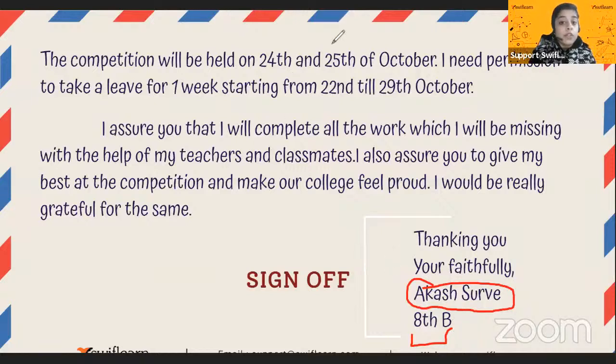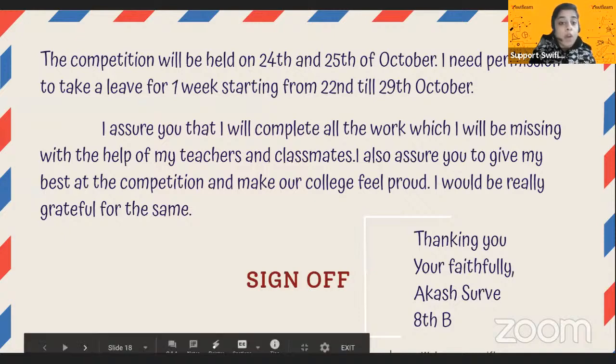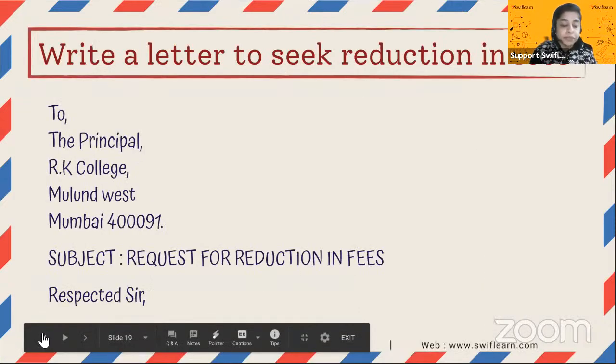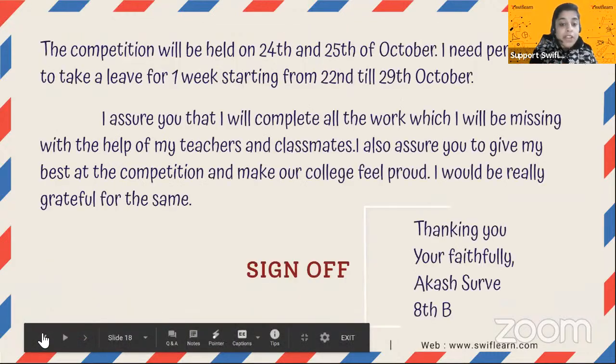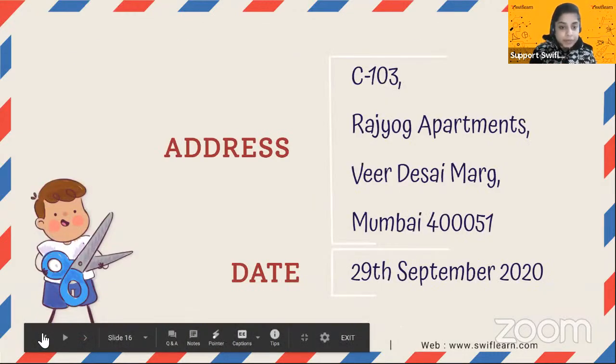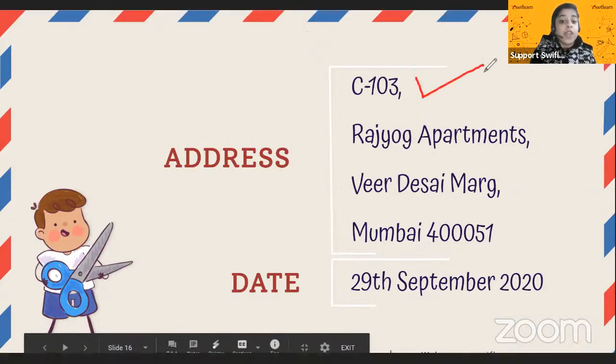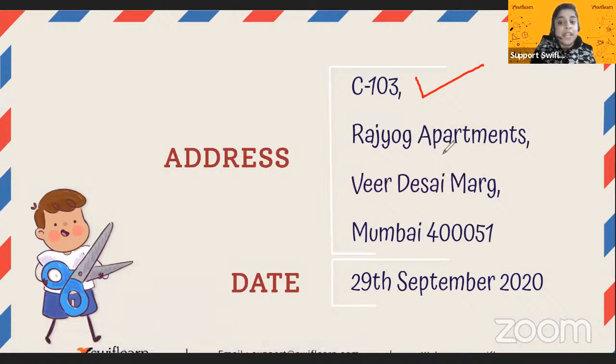So now we have learned how to write a formal letter to the principal. Now let's revise once again. How did we start? We started with writing our own address on the right hand side. Write the complete address: your street, your plot number, your state, your city, followed by the pin code.